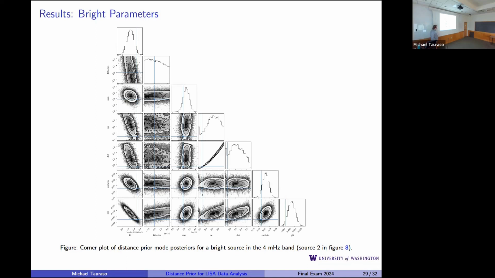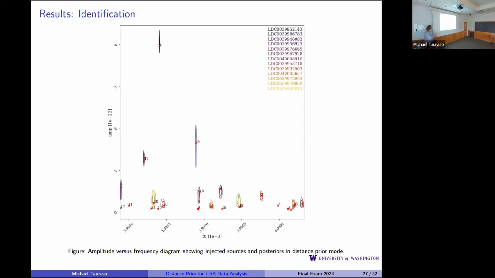So this is what posteriors look like for a bright source in the 4 millihertz band. And this is actually source 2 in this figure. It's actually this one right here.